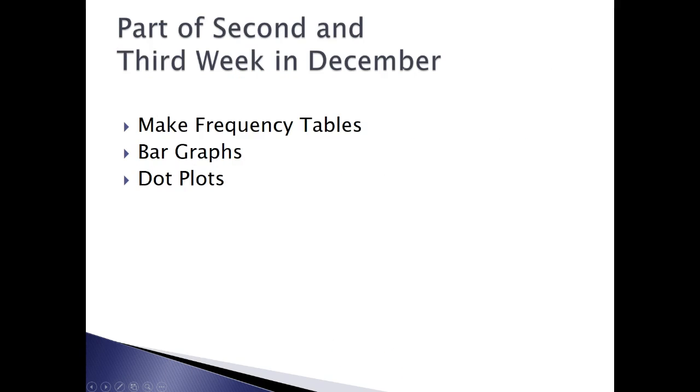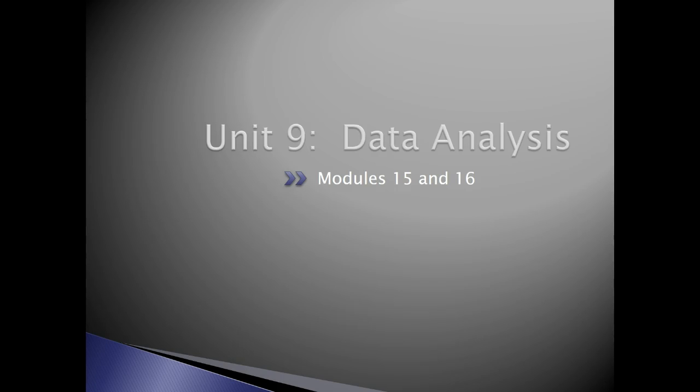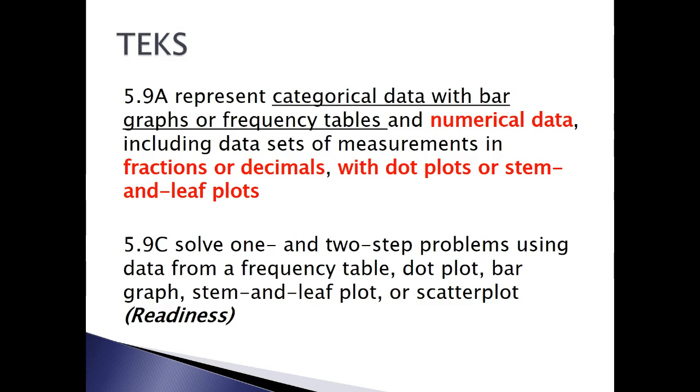Now, part of the second week and third week in December, we're going to be making frequency tables, bar graphs, and dot plots. And so these will be coming from modules 15 and 16. Notice that categorical data will be done with bar graphs or frequency tables, whereas numerical data will be using fractions or decimals with dot plots or stem and leaf plots.